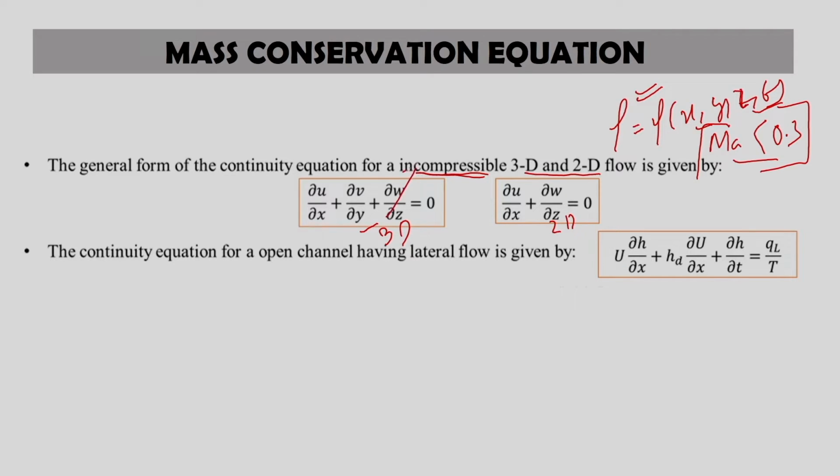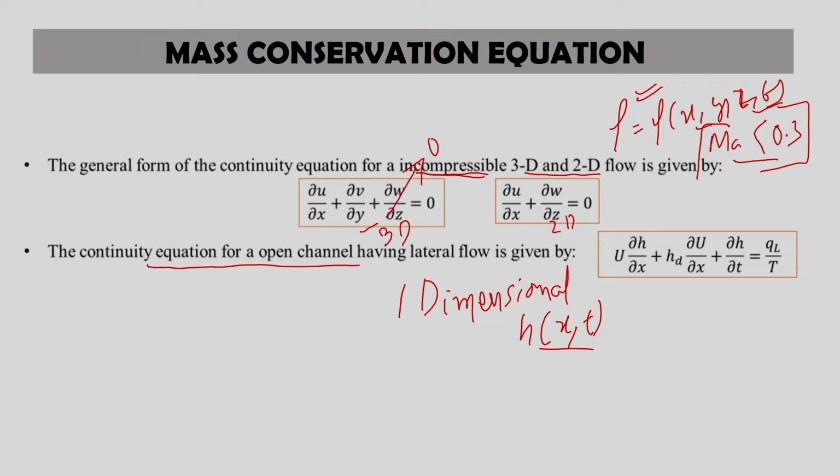It is very simple, making this part 0. But we also derived the continuity equation for one-dimensional flow. That means we have variability only in the x direction and time. Here h stands for the flow depth and u is the velocity. When you apply this continuity equation for open channel flow, with QL as the lateral flow and T as the top width, you get the one-dimensional mass conservation equation in terms of flow depth, velocity and lateral flow.